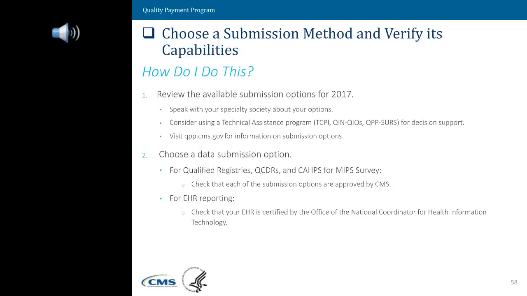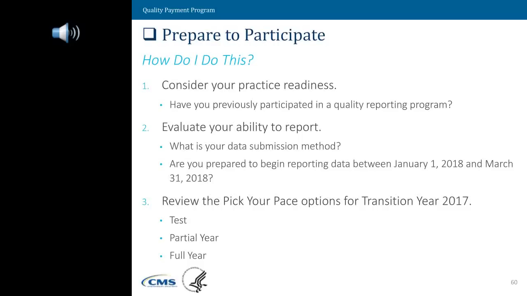So let's move to the next decision point. Now that you've made some initial determinations about eligibility and about how you're going to get your data to CMS, you can prepare to participate in 2017. So on slide 60, you'll see a couple of additional suggestions about how you do this additional preparation.